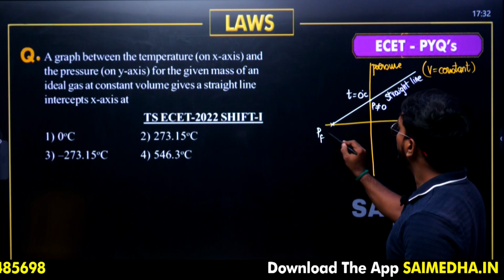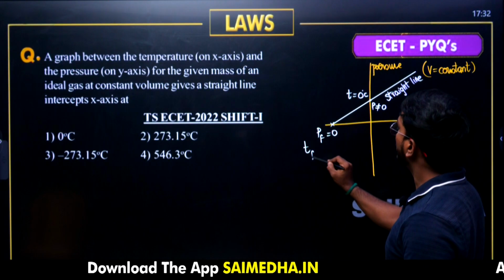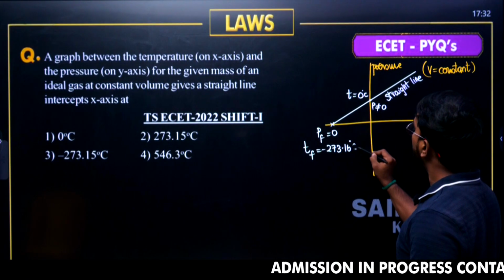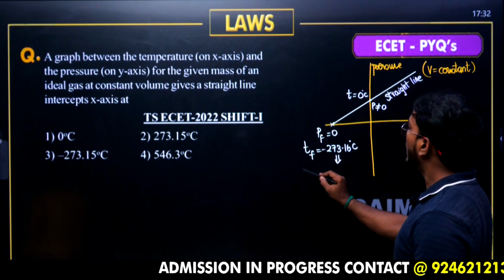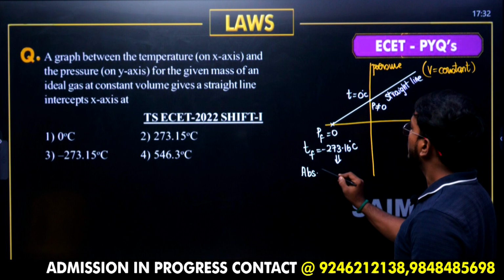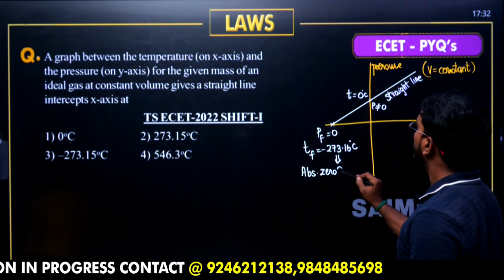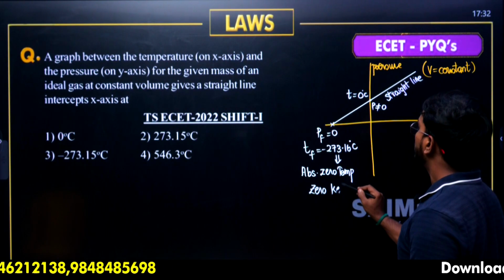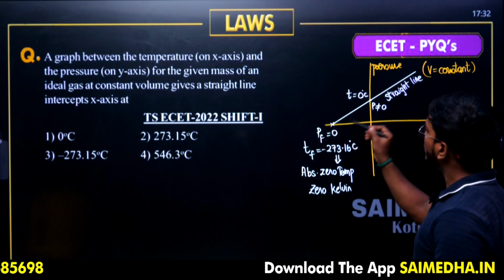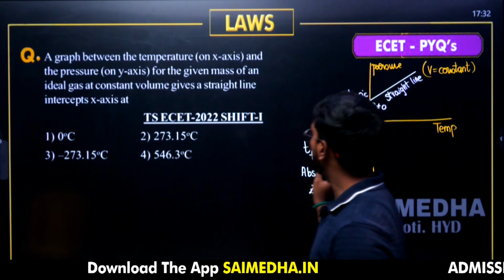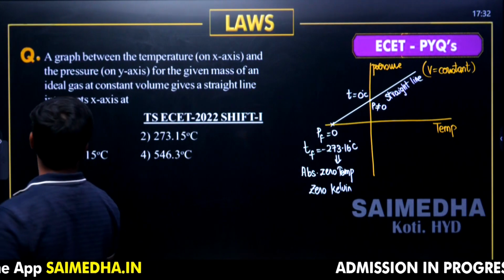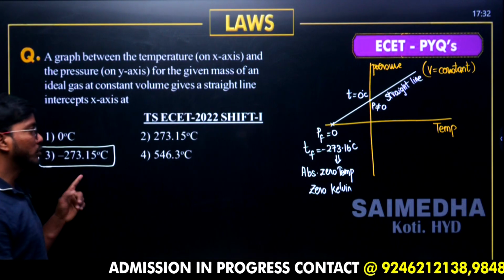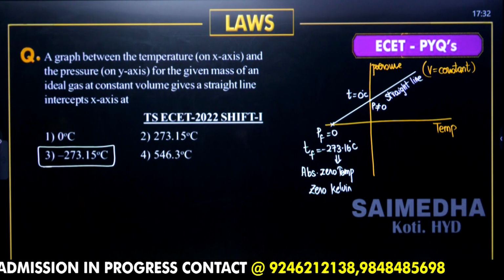Final pressure is going to become 0 at what temperature? At a temperature of minus 273.16 degrees Celsius. This is called absolute zero temperature, or 0 Kelvin. So where does it intercept the x-axis? At minus 273.15. Okay, the nearest value given is 15, so this is the correct answer, minus 273.